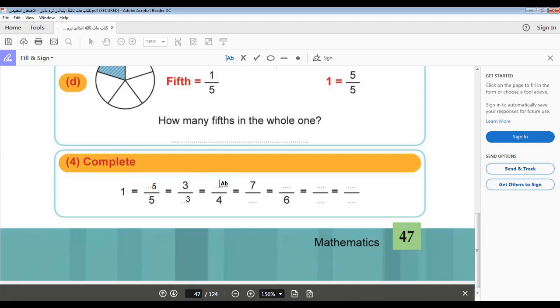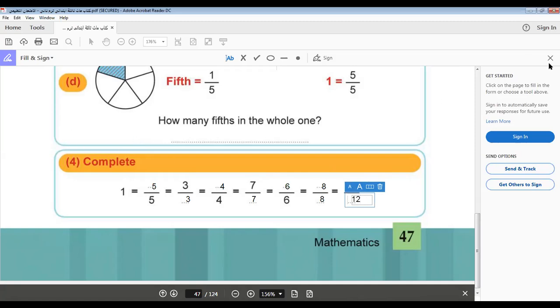3/3, 4/4, 7/7. The same number gives you 1, if the numerator is just like the denominator. 6/6, 8/8, any number, 12/12. All of them are right. So any number over itself, or divided by itself, gives you what? It gives you a whole 1.